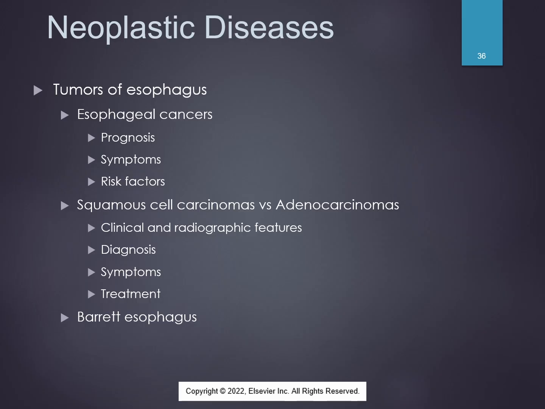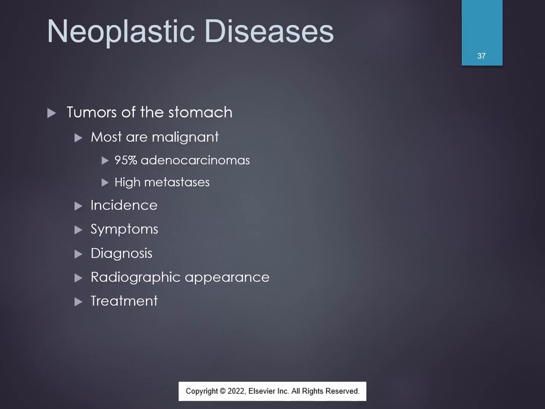Columnar metaplasia of the esophagus is a complication of gastroesophageal reflux disease, or GERD. Tumors of the stomach are mostly malignant, with 95% being adenocarcinomas. These tumors metastasize easily because there are a variety of routes the disease can take from the stomach.